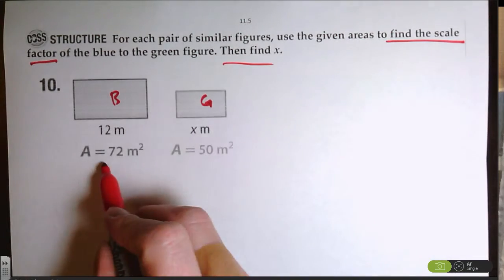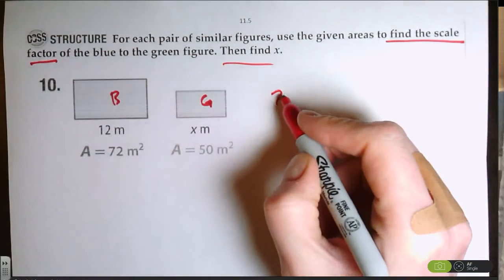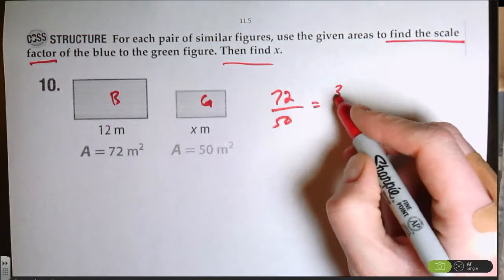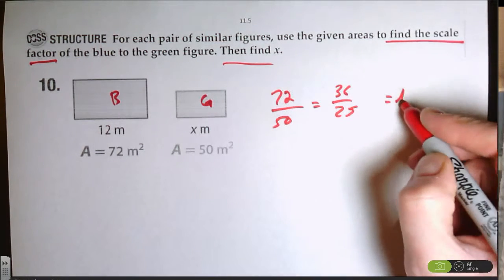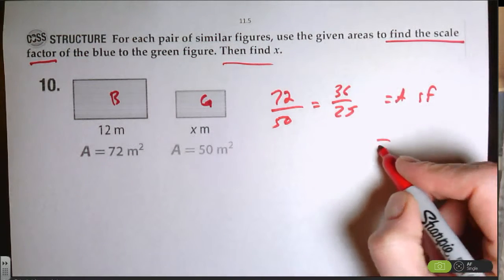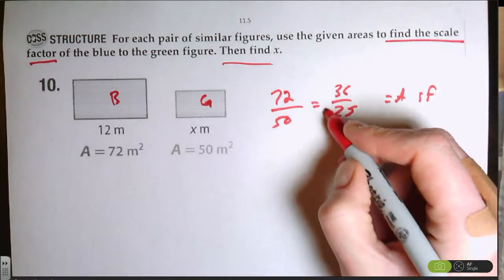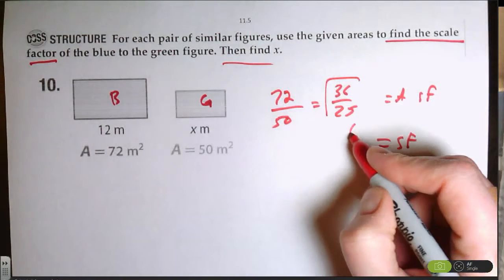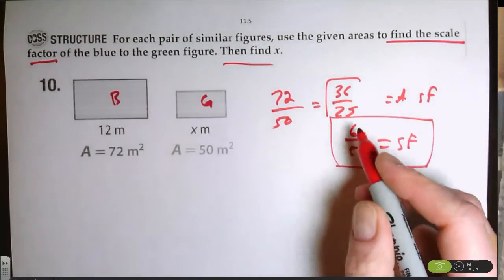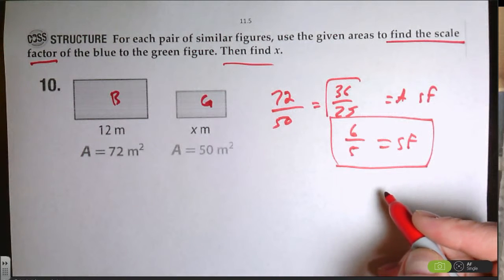Okay, so first thing we'll do is compare the areas. That's the area scale factors. Divided by 2, it's 36 over 25. That's the area scale factor, ASF. To get the actual scale factor, you take the square root of that. The square root of 36 is 6, square root of 25 is 5. There's our actual scale factor, 6 to 5.